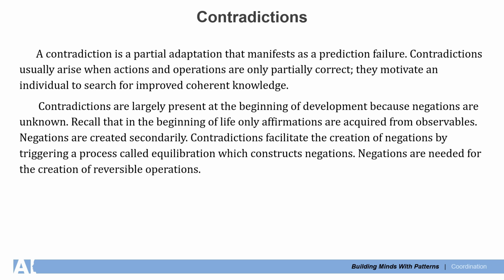Contradictions are largely present at the beginning of development because negations are unknown. Recall that in the beginning of life, only affirmations are acquired from observables. Negations are created secondarily. Contradictions facilitate the creation of negations by triggering a process called equilibration, which constructs negations. Negations are needed for the creation of reversible operations.